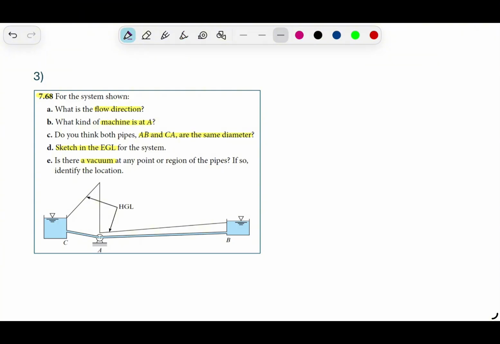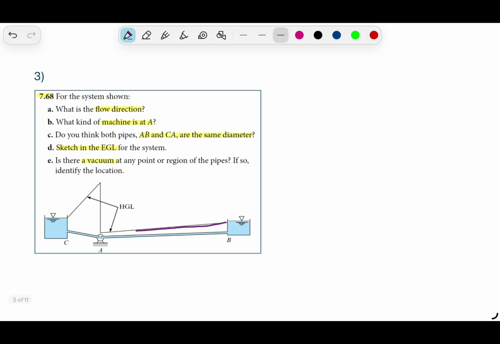So first of all, we have the hydraulic grade line here. The hydraulic grade line always goes downward in the flow direction. So this means that we have downward from here, so this is the flow direction. And another proof is the hydraulic grade line is decreasing until here. Then we have a rise, and then we have another decrease. So here, the key point is that rise.